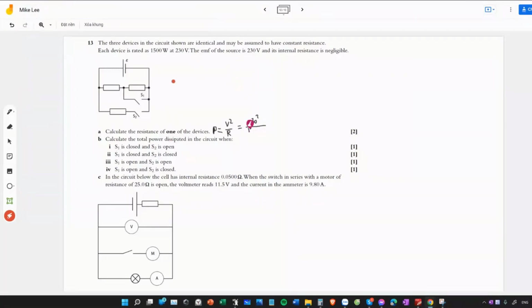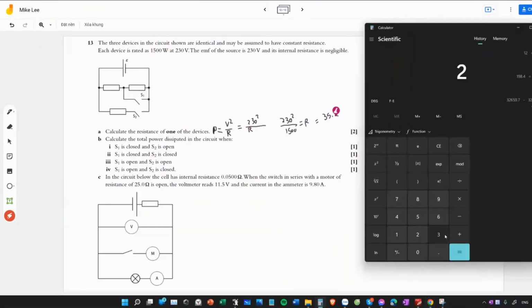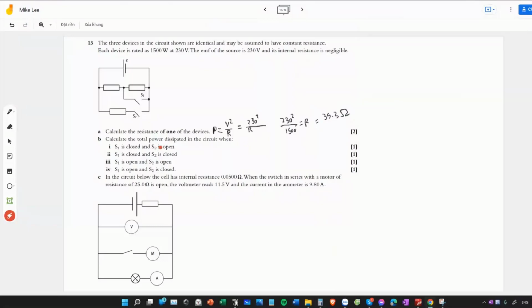And the power is given here, 1500 watts. 230 squared divided by 1500. That is 35.3, or we can take two significant figures, which is 35.